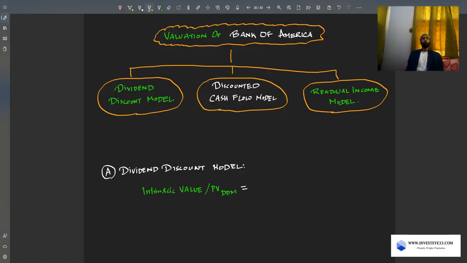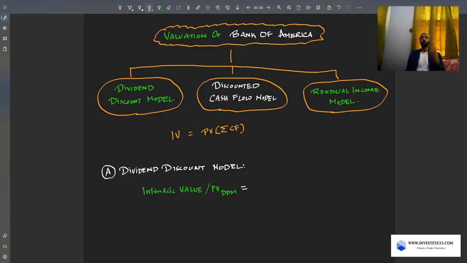Now, what is the meaning of intrinsic values? As Warren Buffett and any number of stalwart investors will say, that is the present value of future income. Present values of future income or future cash flows. This is what is the meaning of intrinsic value of a business or a stock, right?